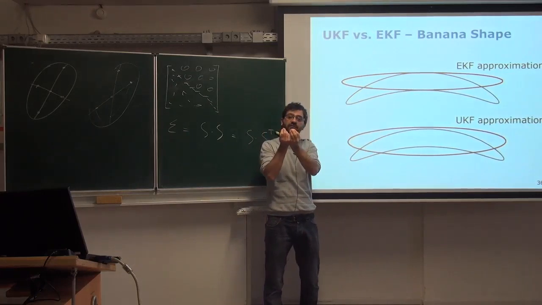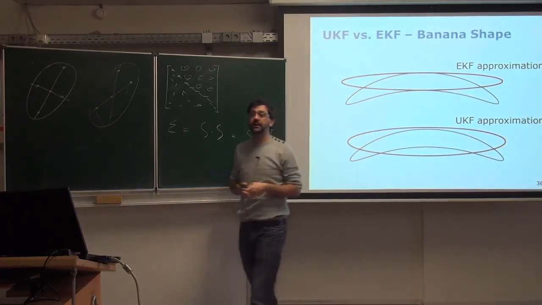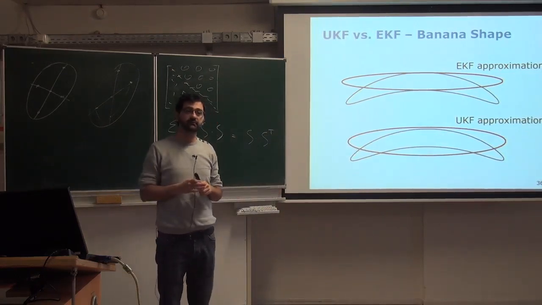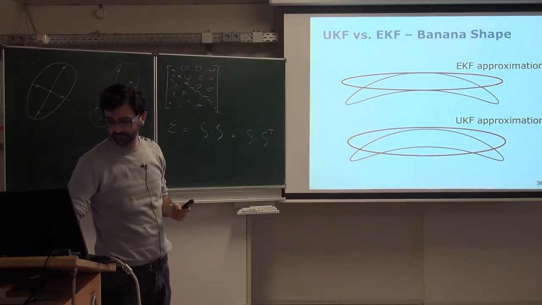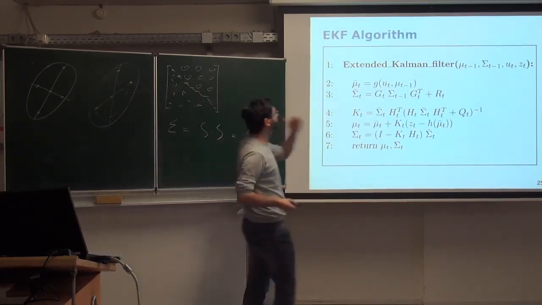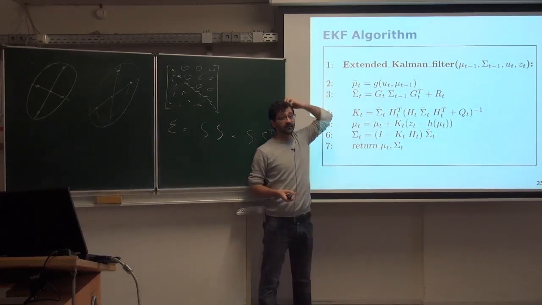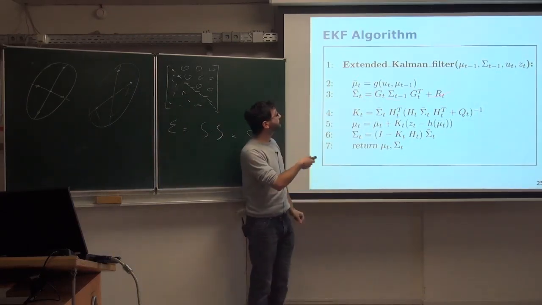And the closer you have the sigma points to your mean, the closer you will get to something close to an EKF approximation. Okay? So that's somehow the idea of how these parameters will influence your resulting distribution.